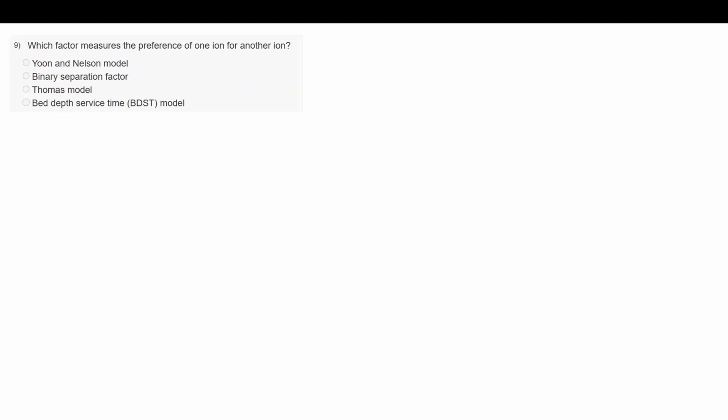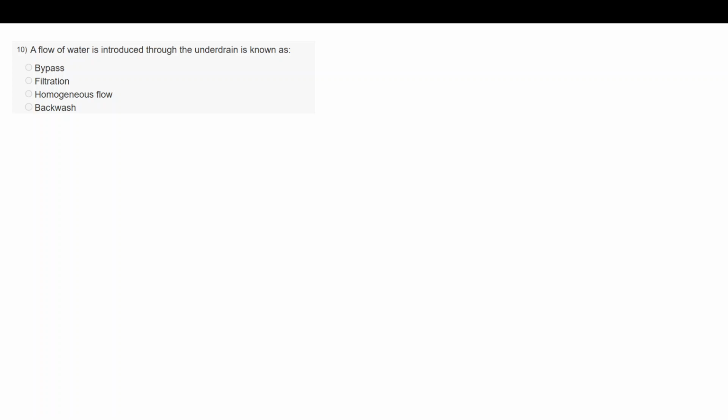Next question is which factor measures the preference of one ion over the other? Yeah, binary separation factor. Again, the question has repeated. A flow of water introduced through the under drain is known as dash. It's backwash, right? I guess I have not discussed backwash. Can you tell me what is backwash and why it is required?